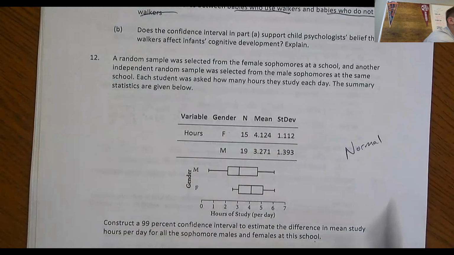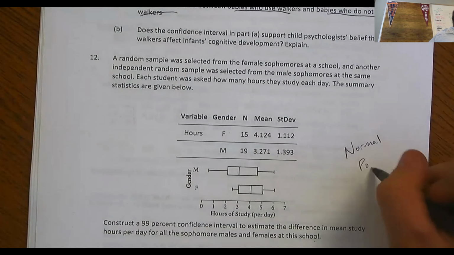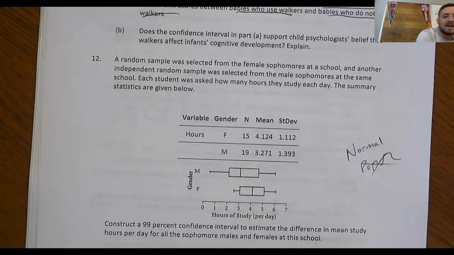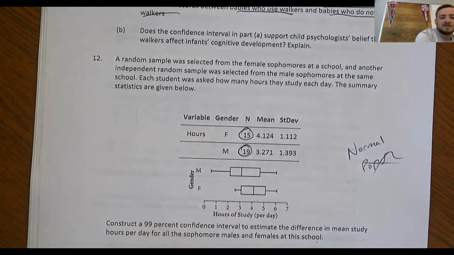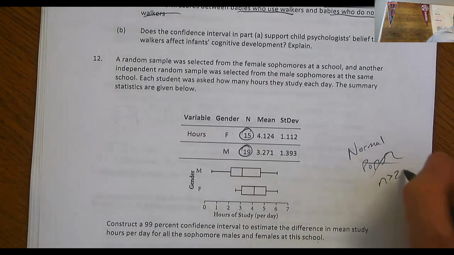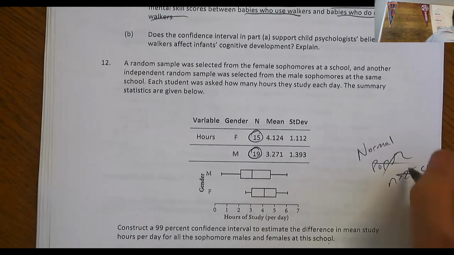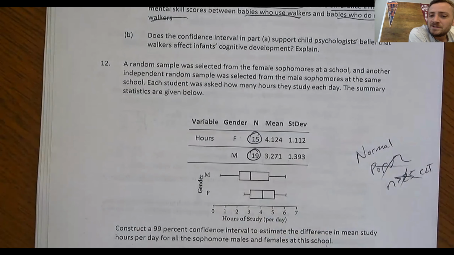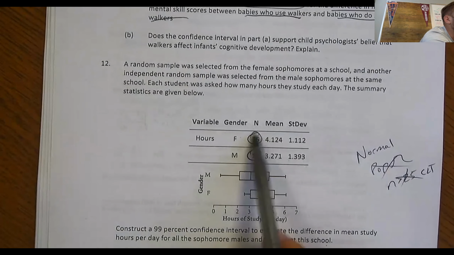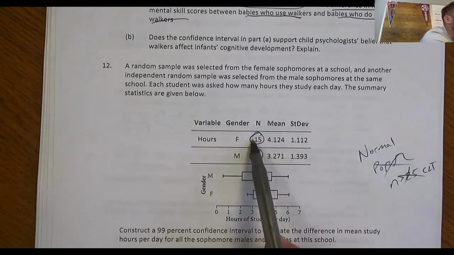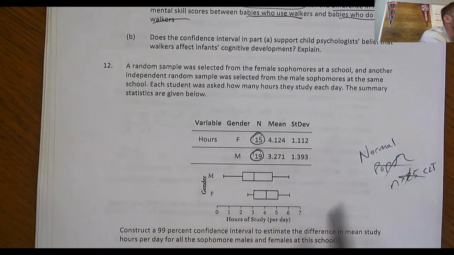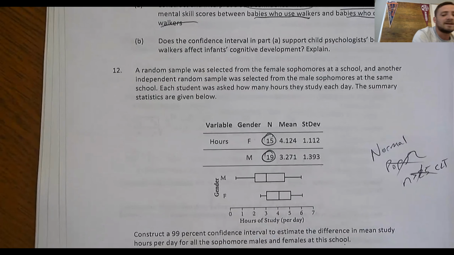Now, nowhere in this problem does it say that the populations are normal, so we can't use that. And if you look at the sample sizes here for my two samples, they're not above 25. So we cannot use the central limit theorem. And we don't have every single individual student. Like, I don't know how long each individual student studied for, all 15 females and all 19 males. But what they have done for me is they have graphed the distributions for me.